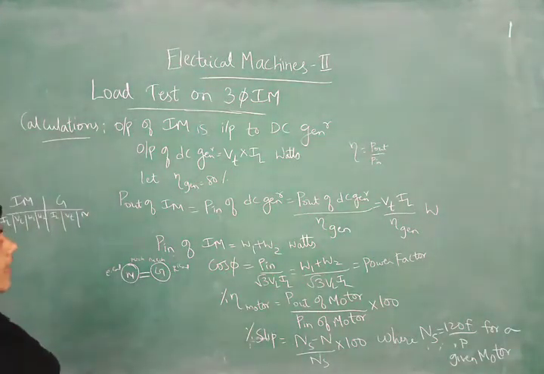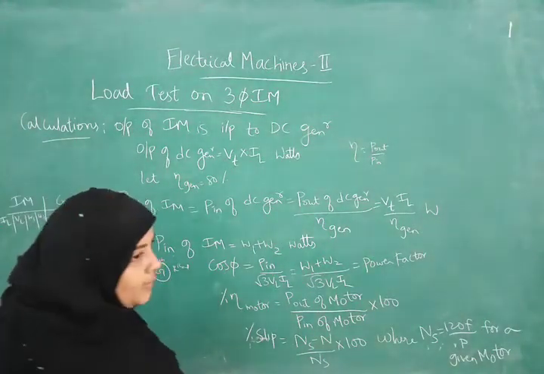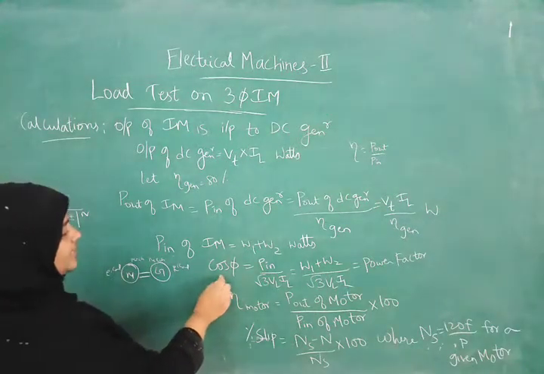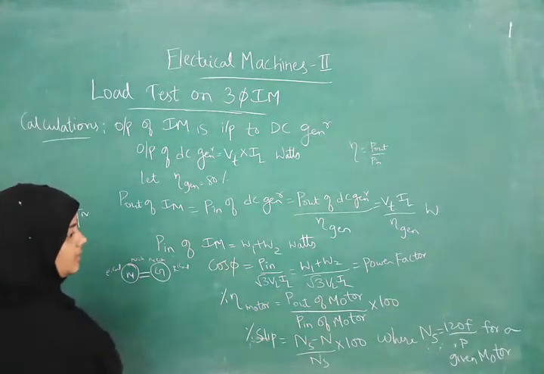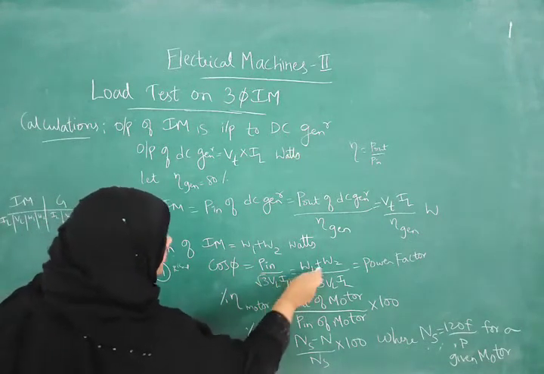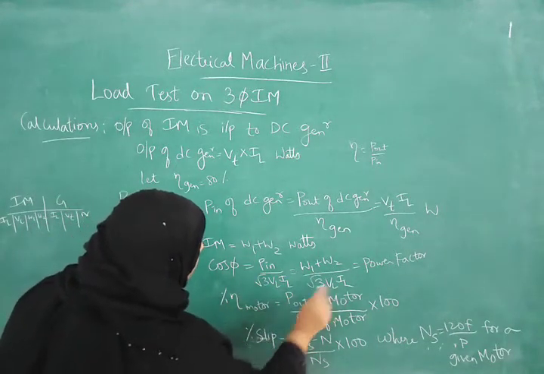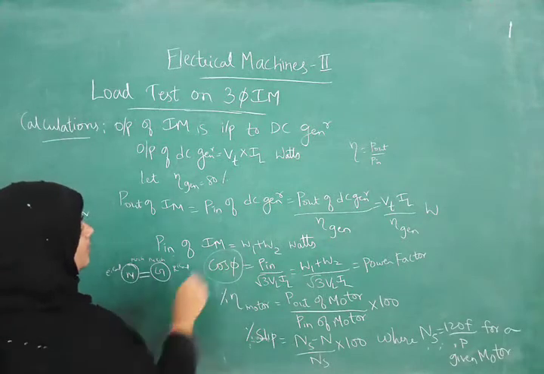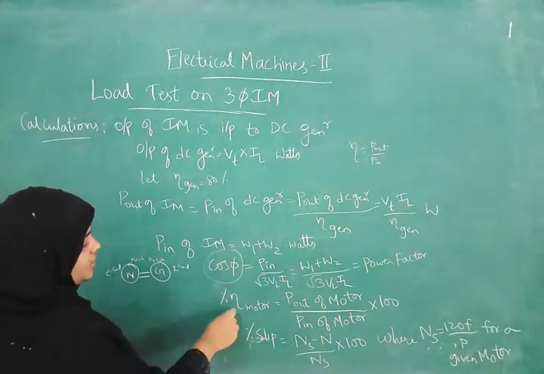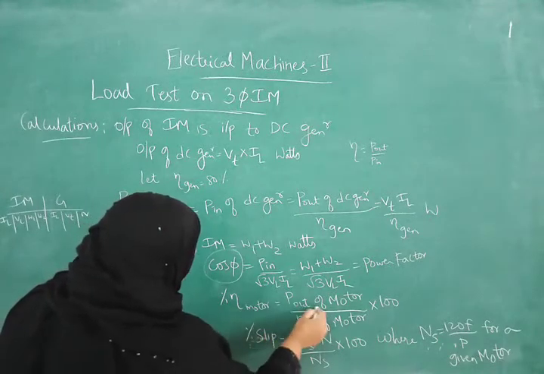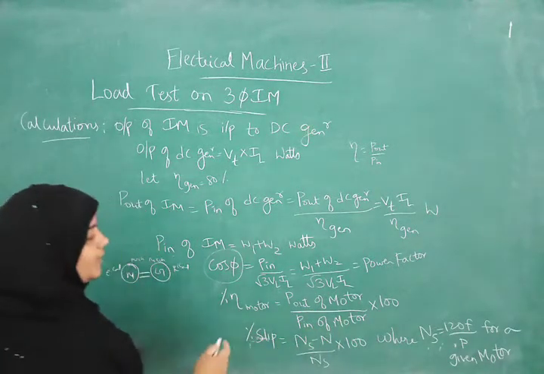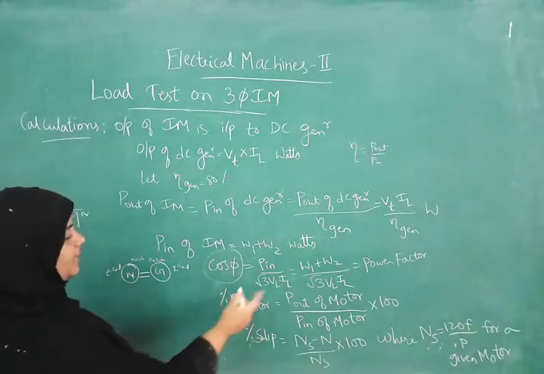And cos phi is nothing but the power factor. So the power factor is given by P in by √3 VL IL. That is, P in value is W1 plus W2, divided by √3 VL IL. So this gives us the value of the power factor. Then the efficiency of the motor. The efficiency of the motor will be the output power of the motor by the input power of the motor into 100. If you want percentage efficiency, multiply by 100.